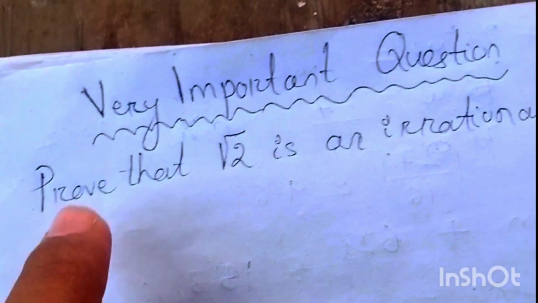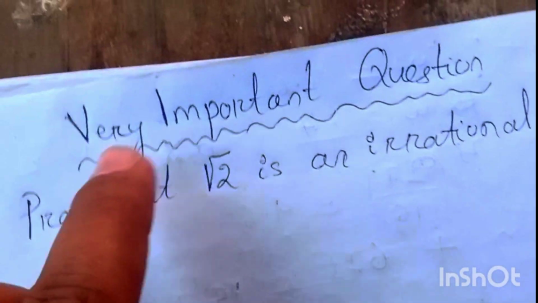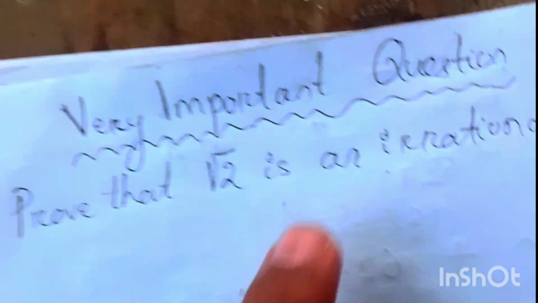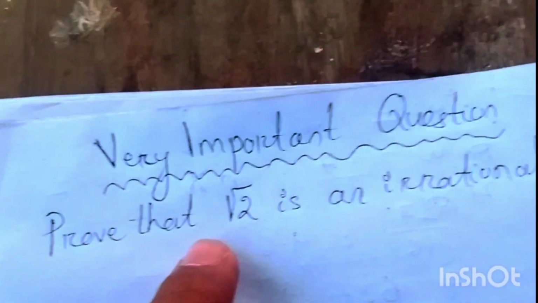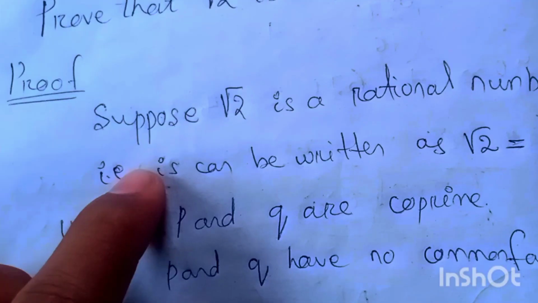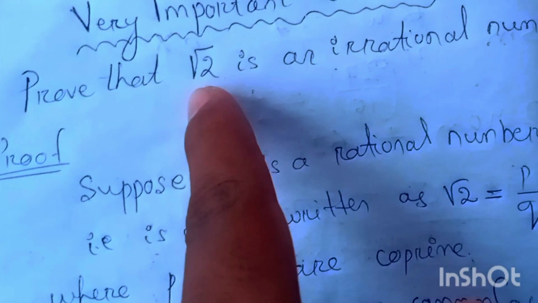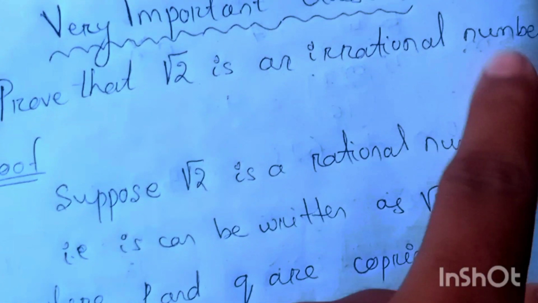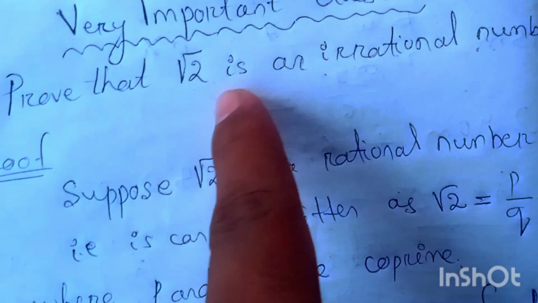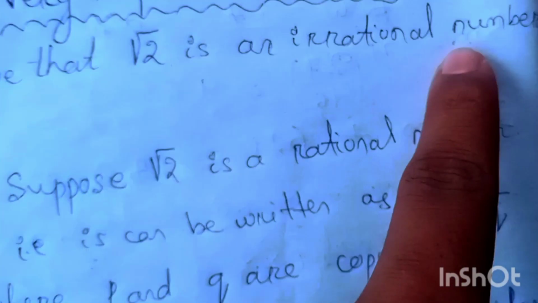In this video, we will prove a very important question, that is, prove that root 2 is an irrational number. Now, see the proof. Here it is given that root 2 is an irrational number. That is, we have to prove that root 2 is an irrational number.